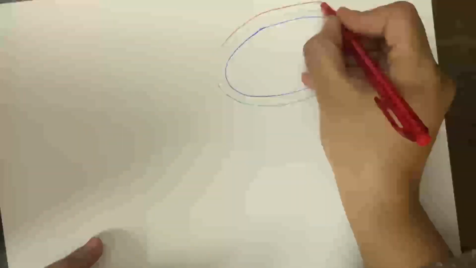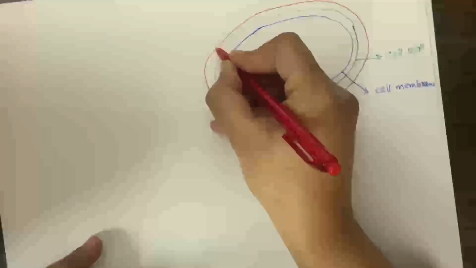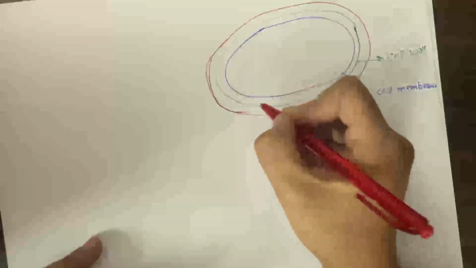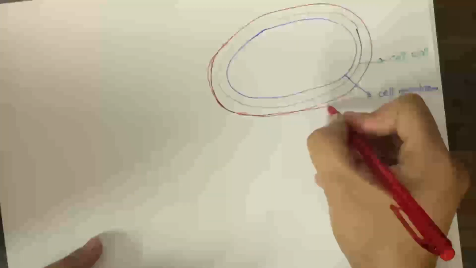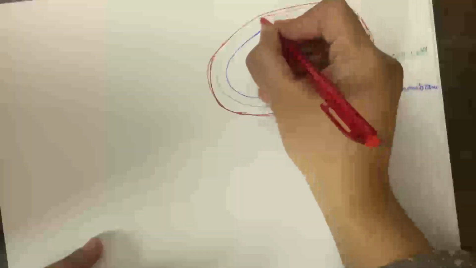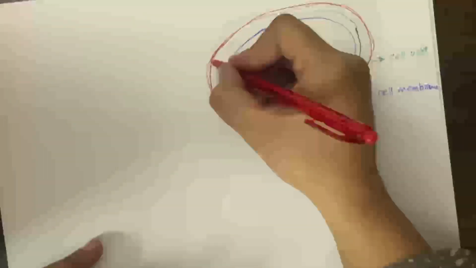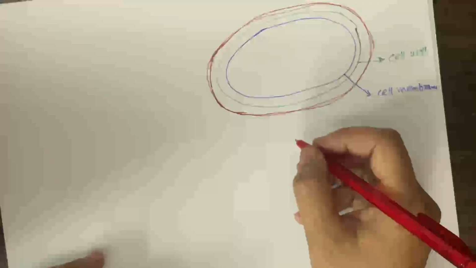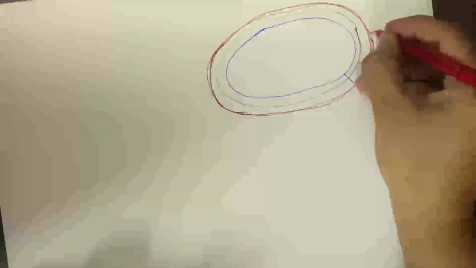This is a cell wall which is present in each and every prokaryotic cell. Along with it, outside to that cell wall, there is a slimy layer, glycocalyx, which we can also call a capsule, and this is also called a slimy layer. This slimy layer is mainly a protective layer which is made up of glycolipids and starch.